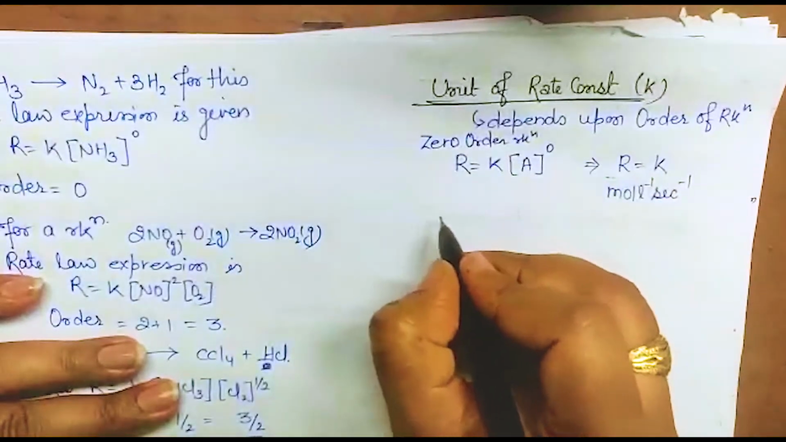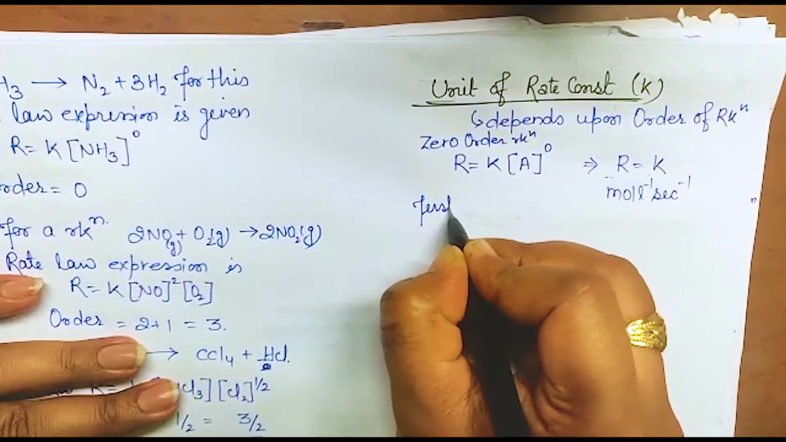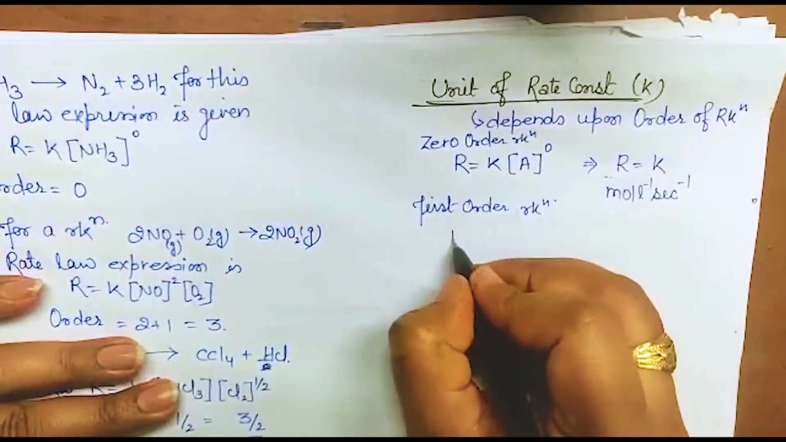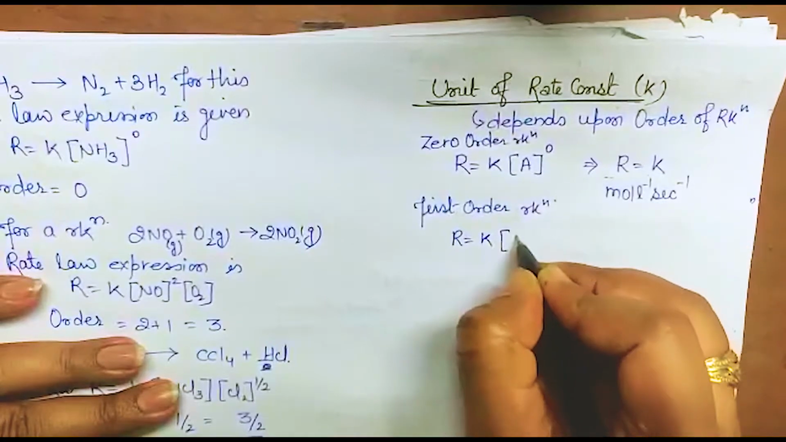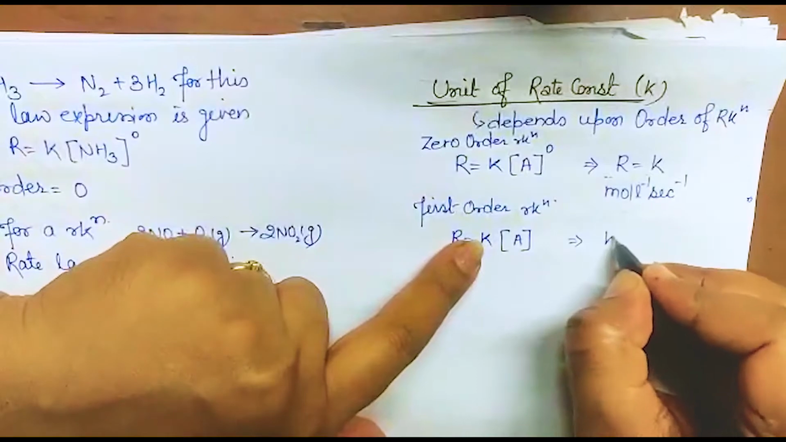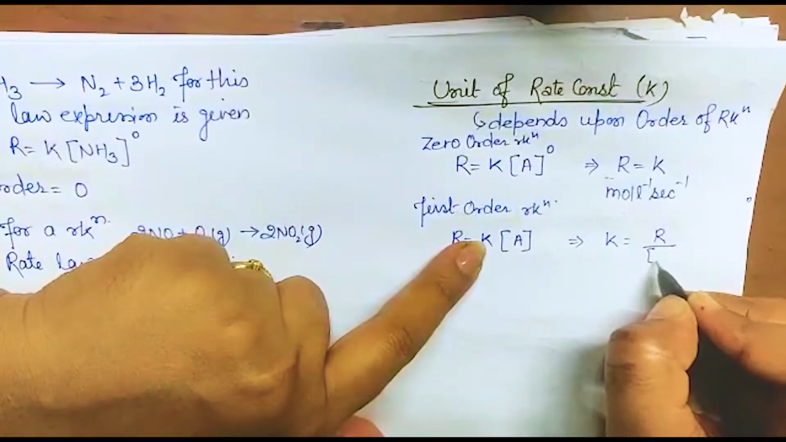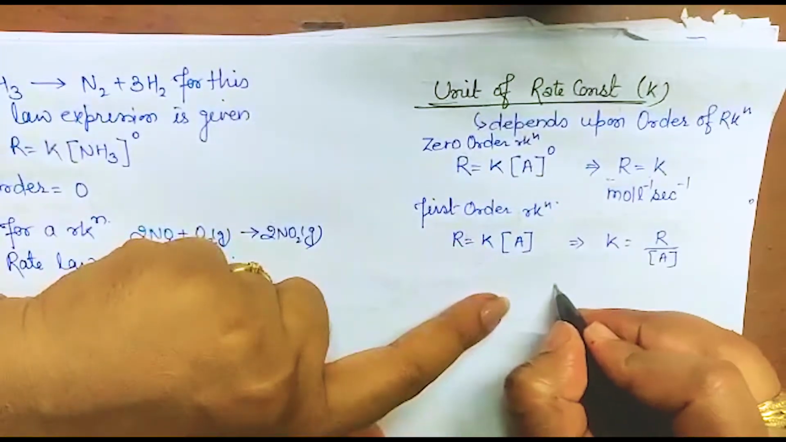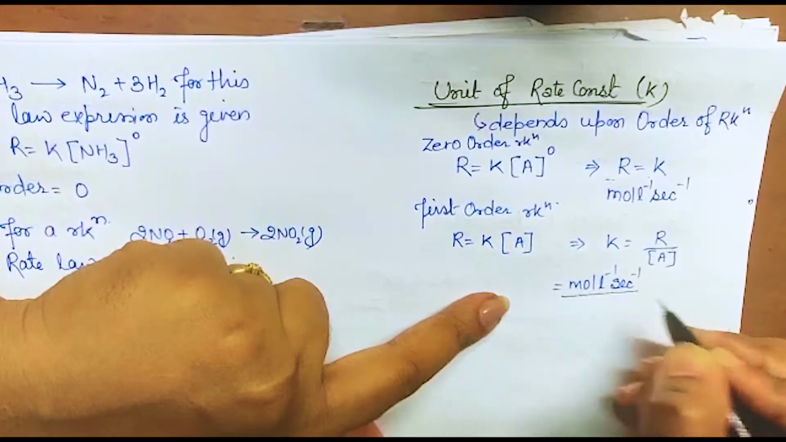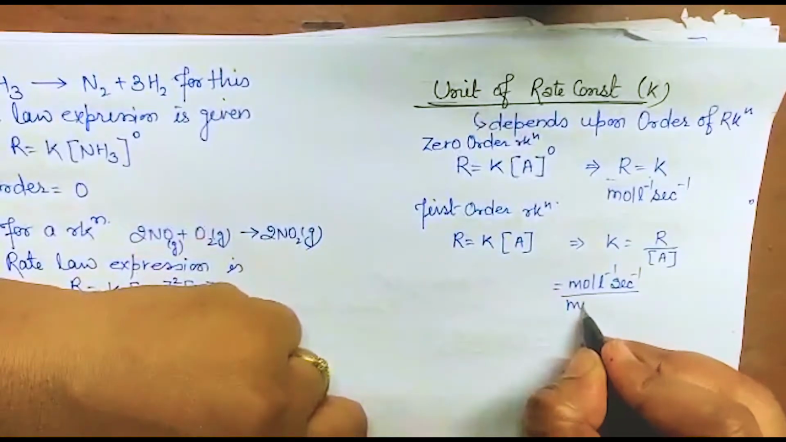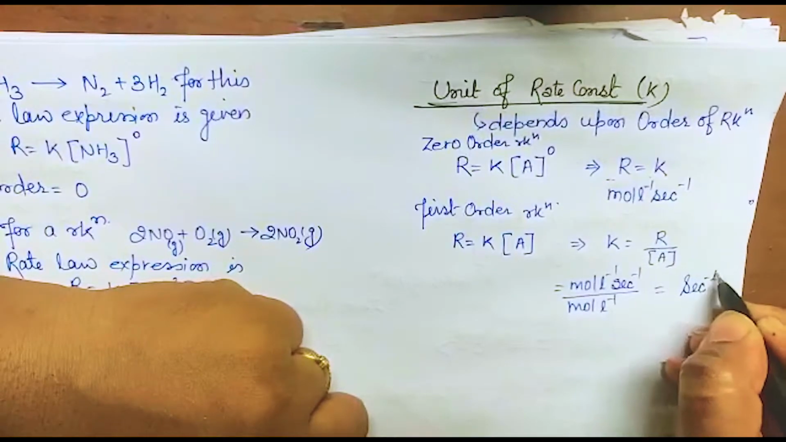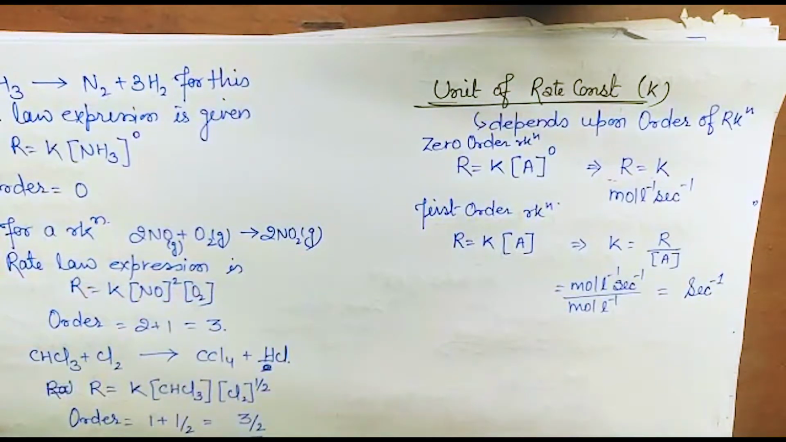Okay, another, for a first order reaction, what will we write? R is equal to K [A] power 1, let it be. So K will be equal to R upon A, isn't it? And the R unit we know is mole per liter per second, and the concentration unit is mole per liter, isn't it? So it cancels, and you will get the unit of K as second inverse. Any problem?